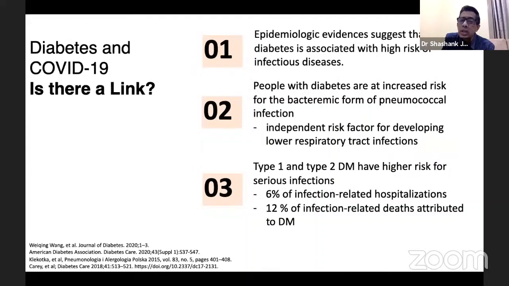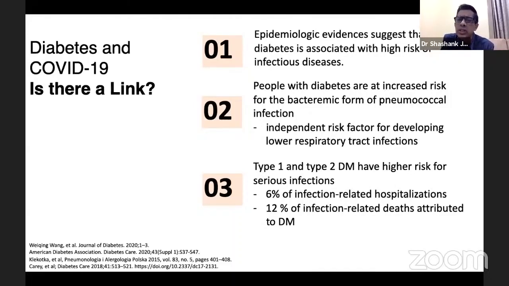We know that there is very good epidemiological evidence to suggest an association of diabetes with other infectious diseases. We know the rule of 10: 10% of diabetics get tuberculosis, and 10% of tuberculosis patients will have IGT or diabetes. We have very good data, whether it's fungal infections, urinary tract infections, or respiratory infections. Diabetics are more vulnerable to infections in general because of a lower immune system.